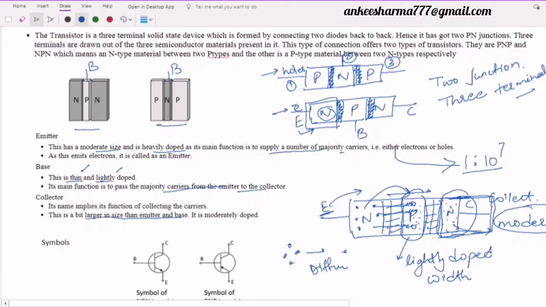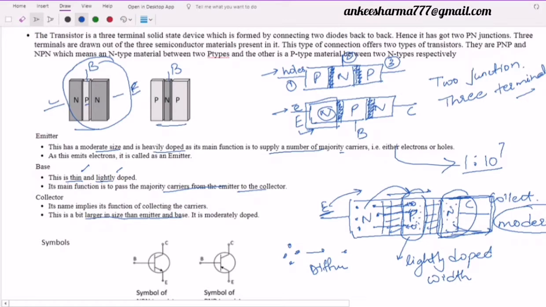So now over here one question comes, can we replace our emitter with a collector, or is it up to us? Because definitely if you look here in this diagram, you will find that on both sides we have n, and in between we have p. So can I name this as collector and this as emitter?